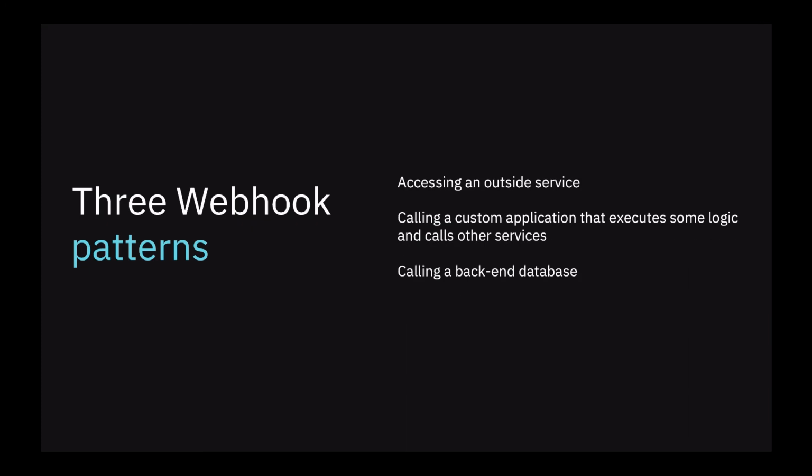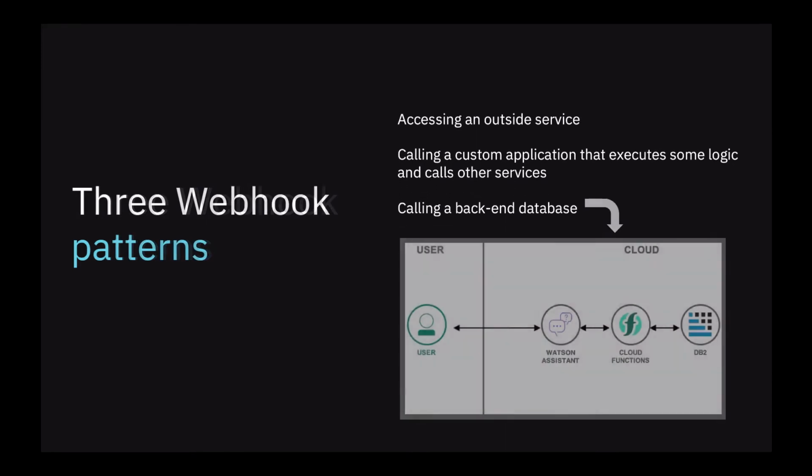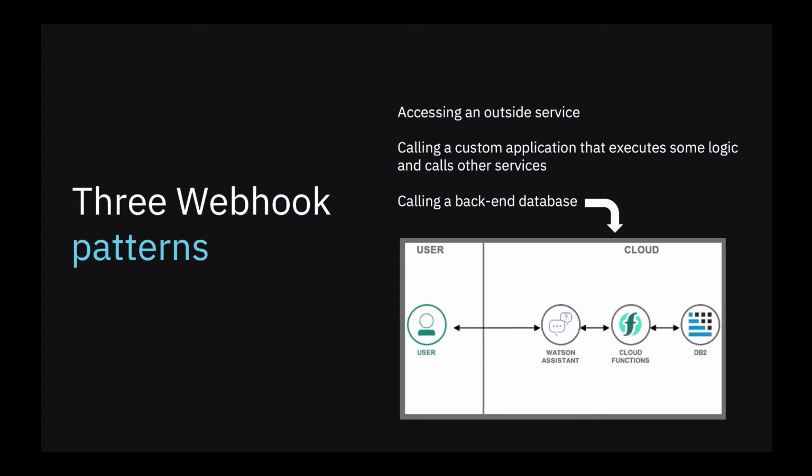One is accessing an outside service directly, like a translation service or possibly an image recognition service. The second will be calling a custom application that runs some logic and calls other services. And here you can start to see the seeds of microservices capabilities. And the third will be calling custom applications that access a backend database. This is a very common pattern. In this case, I'll be using a database on the IBM cloud, but it's a proxy for your database behind your firewall.